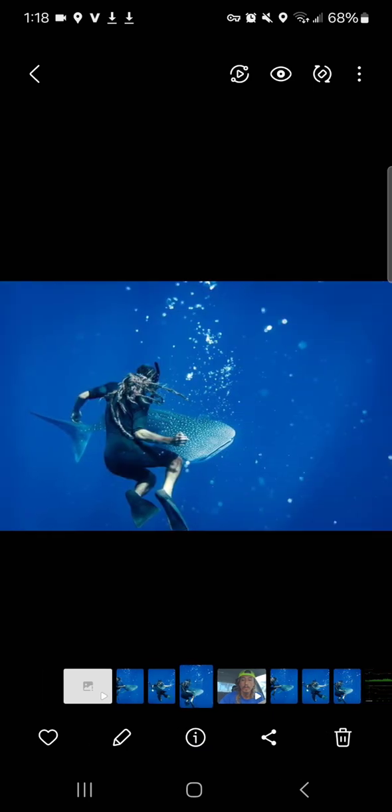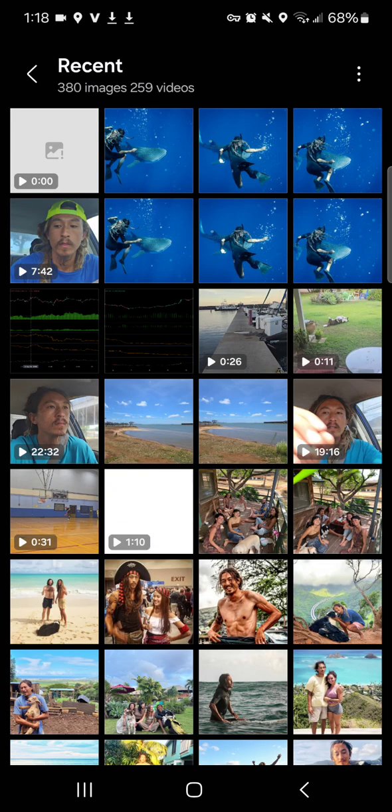And here's me swimming with a whale shark as part of my marine touring job.